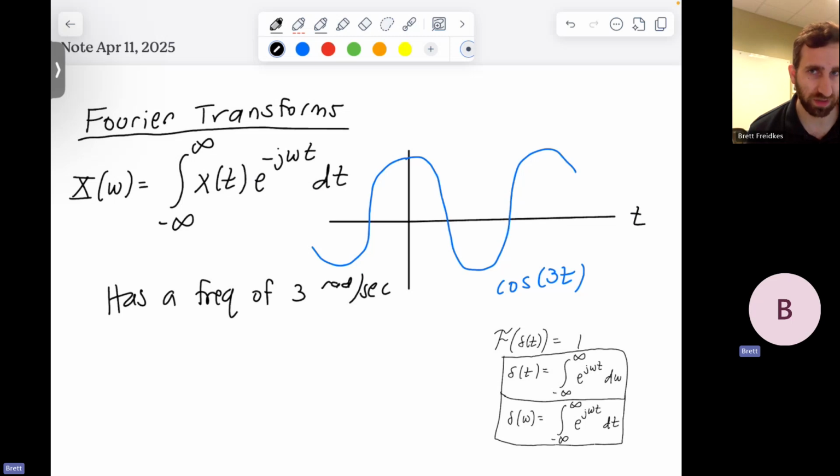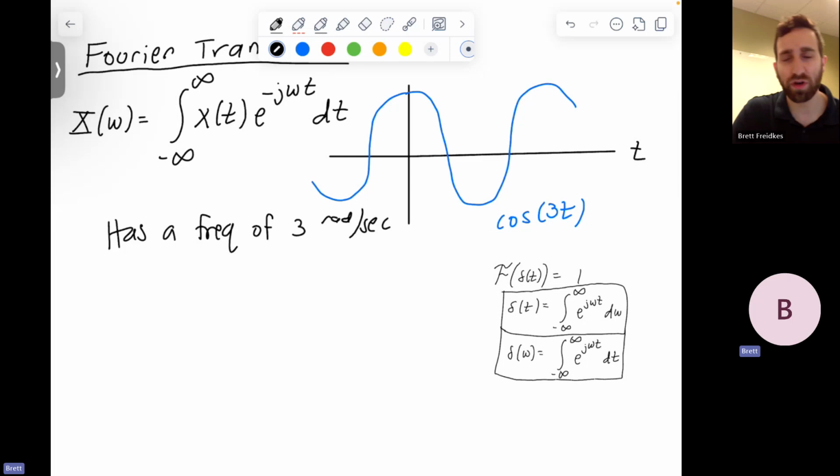Kind of. Let's go ahead and do some math and show what this is through proof. But that's what I want you to think about prior. What do we expect? We expect to see activity or some sort of magnitude or presence of omega equals 3 in our answer, because that is the only frequency that makes up this cosine wave.